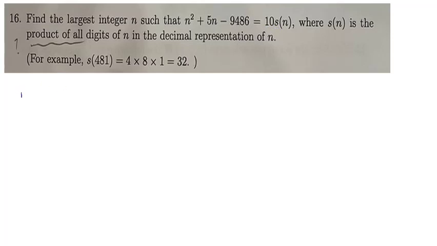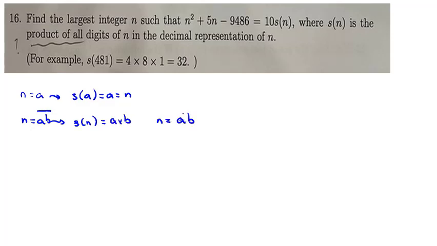If n is a one-digit number, for example n is a, then s of a is also a, equal to n. If n is ab, then s of n is a times b, and n is the number ab, which is 10a plus b. Now, because here a is multiplied by 10 and plus some positive number, and here a is multiplied by b, this one is less than this one.